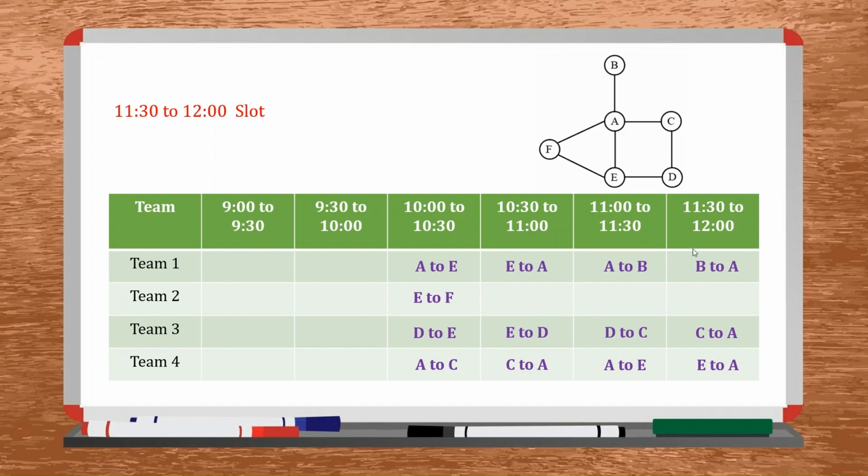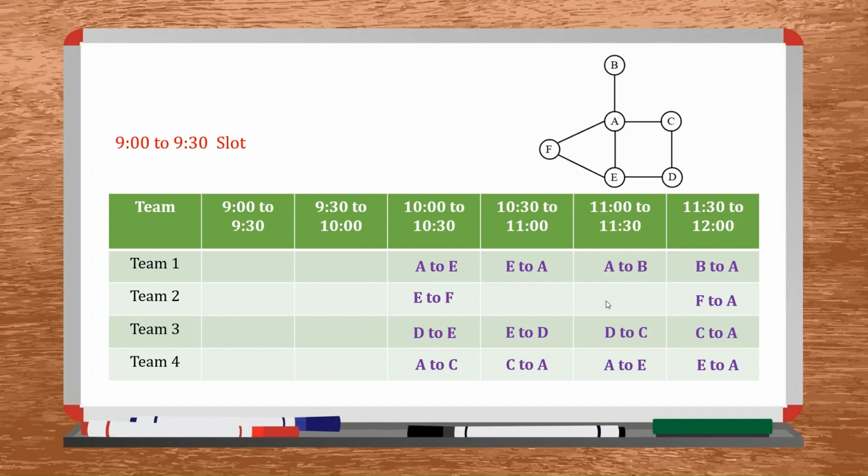Now the only option left for team 2 is to come from F. So it will reach it from F to A in 11:30 to 12. So this is the information that I have. Again, I am not filling these two slots for team 2 because it can go F to E and then come back to F, or it can go from F to A and come back to F. So these two possible options are still there. Maybe after some time, I'll be able to narrow down on those two options.